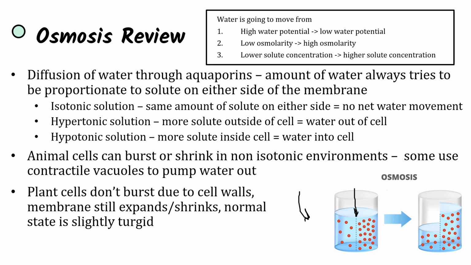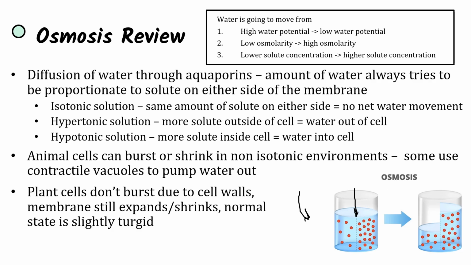So there are three kinds of solutions. Isotonic solution, which is the same amount of solute on either side, so there's no net water movement, meaning water can still move across the membrane, but there's not going to be a noticeable change in the amount of water on either side. Next, a hypertonic solution, which means more solute outside of the cell, which means water is going to move outside of the cell because water is always going to follow the solute.